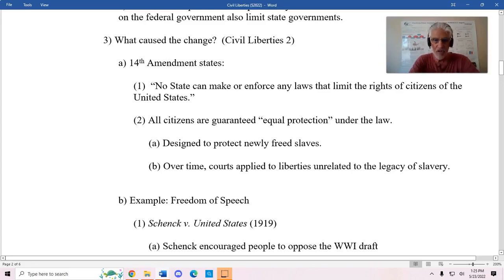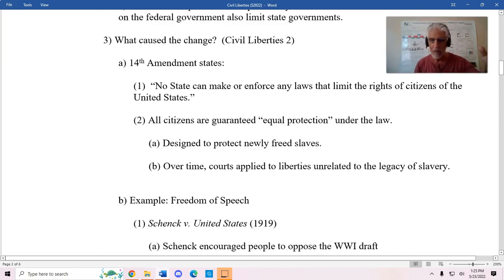So what caused the change? How did we get to a point where something that clearly states that Congress shall pass no laws, the First Amendment, also applied to state governments? Well, as we've talked about before, and we'll talk about in the next set of lecture videos, after the Civil War, there were three amendments that were passed. They were referred to collectively as the Civil Rights Amendments.